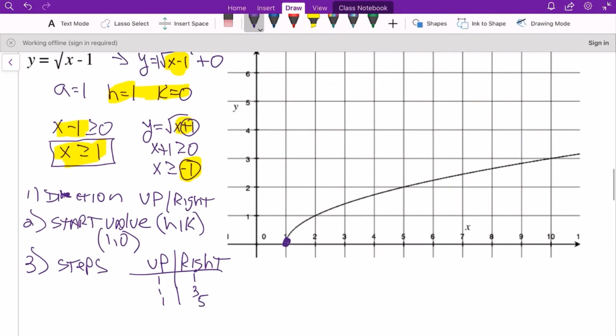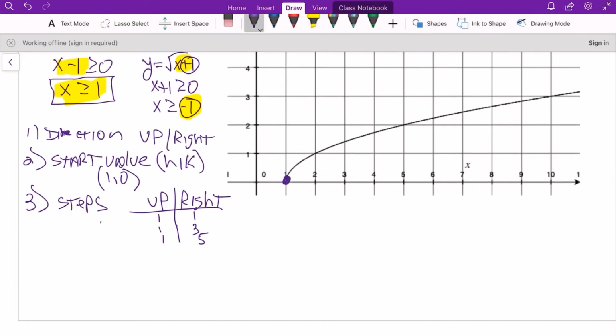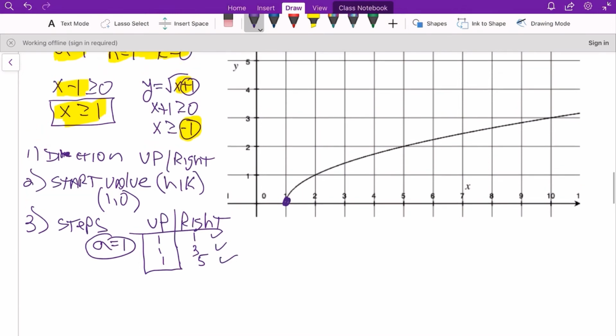And the only thing we have to worry about is the a term. So a is 1. And if a is 1, we don't even have to do anything to this column. So this is going to be the pattern that we're going to use. All right, so we don't have to multiply anything. So we're going to go from the start value, up 1 over 1. So we have this point right here. The next one we're going to do up 1 over 3. So we're going to go from here up 1 over 3, 1, 2, 3. We would have this point right here.